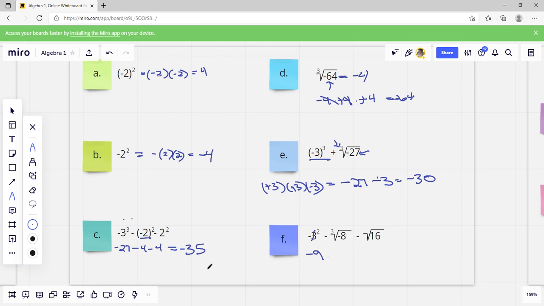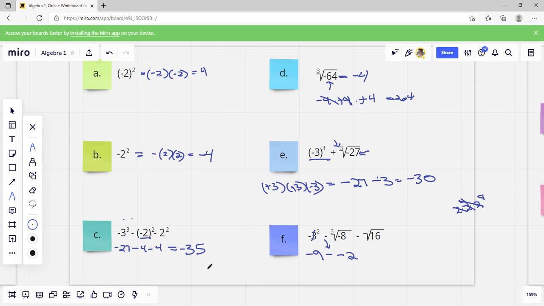Third root of -8, so that's going to be minus. That's that minus sign right there. And then 2 times 2 times 2. 2 times 2 is 4. 4 times 2 is 8. It's 2. And it would be -2.